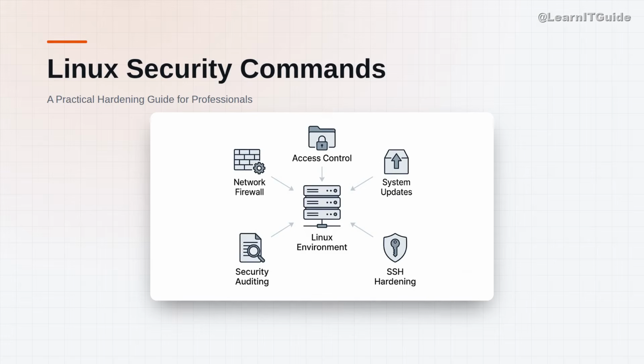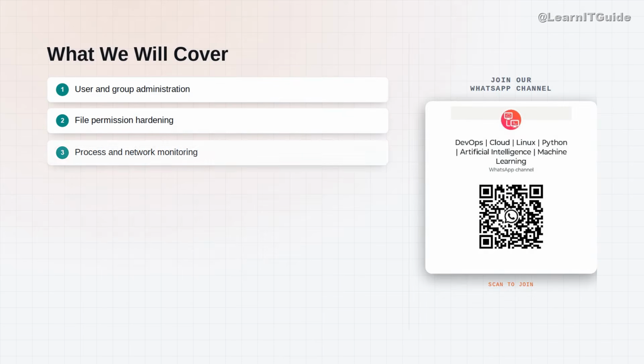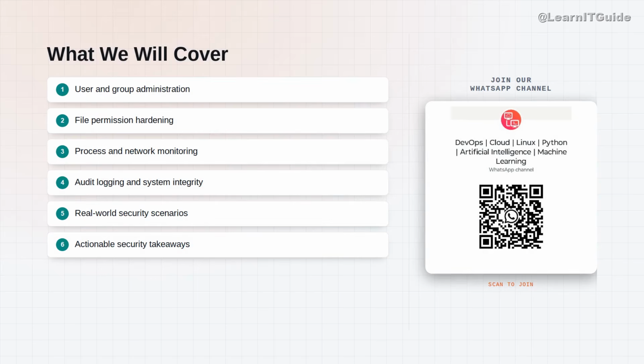Let us get right into the core tools that will help you harden your Linux environment and keep your services running securely. Specifically, we are going to cover user and group administration, file permission hardening, process and network monitoring, and audit logging for system integrity. We will also walk through real-world security scenarios and finish with actionable security takeaways.